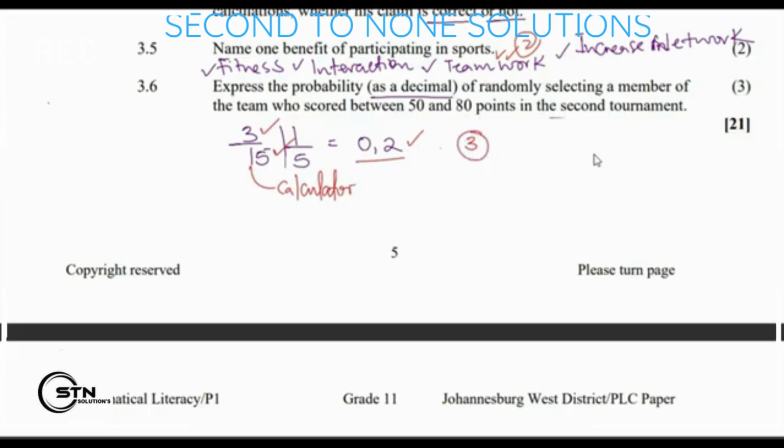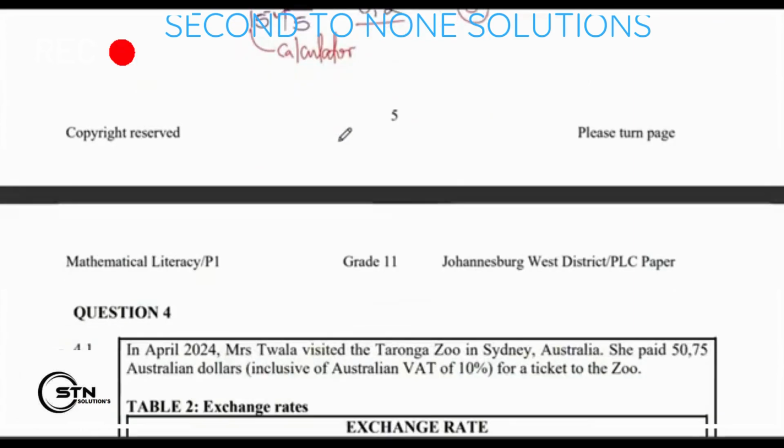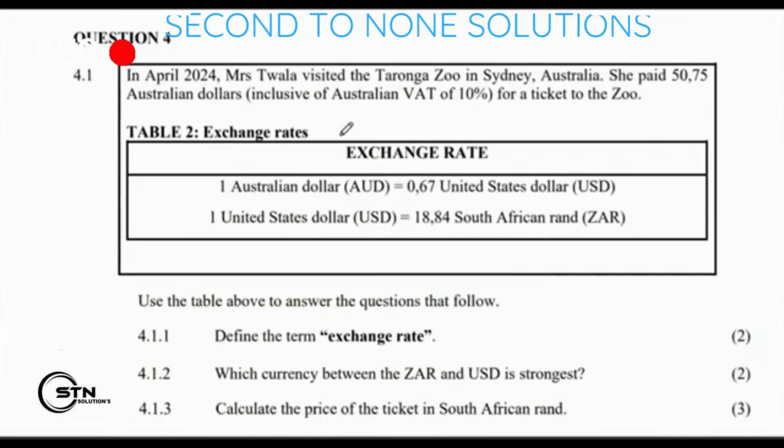The 1 out of 5, it's not that much. Unless they had said as the simplest fraction, then 1 out of 5 will be fine. Let's look at the last question, which is question number 4.